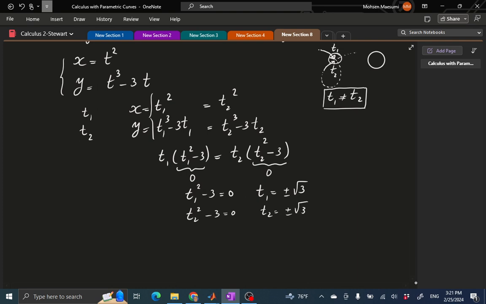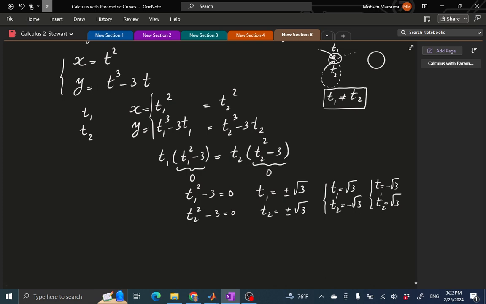So the only way we can keep these two different from each other is to have either T1 be radical 3 and T2 be minus radical 3, or the other way around. If T1 is minus radical 3, then T2 is plus radical 3. So one of these two options should be applicable to us.